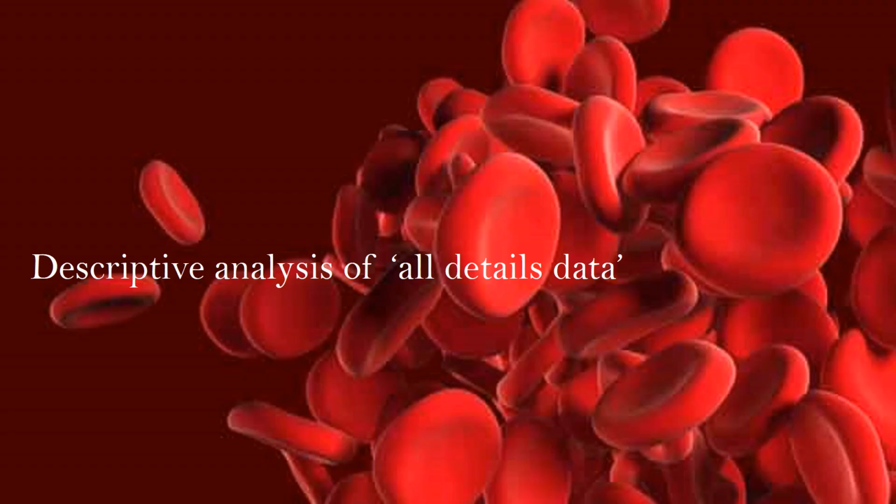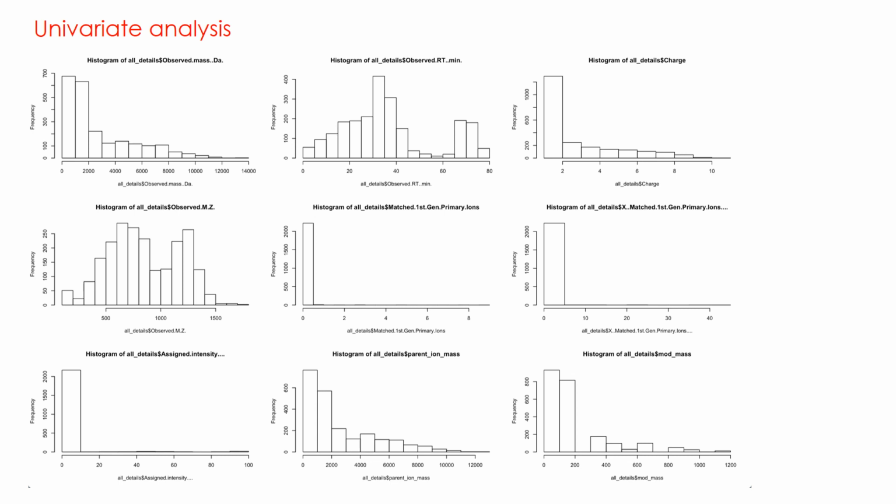Now, going into descriptive analysis, we've drawn up a descriptive analysis for the all details data set that was given to us. This is a univariate analysis of each and every variable present in the data set. As we can see here in the observed mass section, we have a range of 0 to 4,000 in terms of observations. And observed retention time, again, follows more or less a normal distribution. This univariate analysis helps us understand the nature of these variables and the domain better, which is why we started off with this analysis.